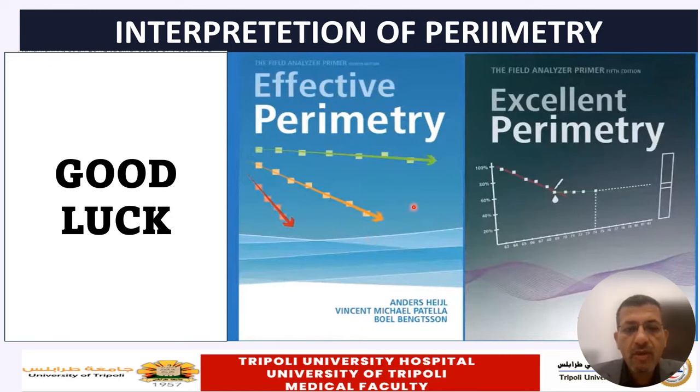And I suggest all postgraduate students who are more interested in perimetry to read this book, which is Effective Perimetry. It contains all the necessary information and data that you need as a practitioner. And also the excellent perimetry book by Zeiss, which will be available by next March.